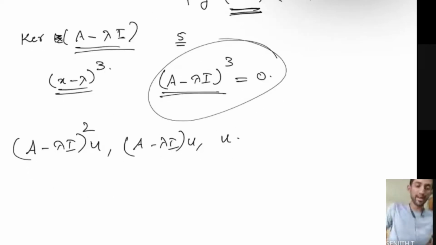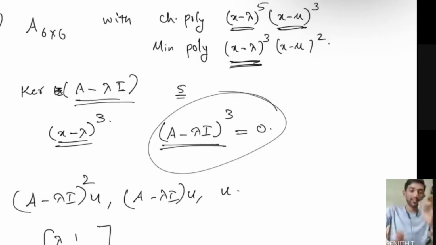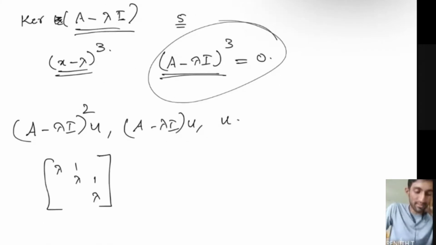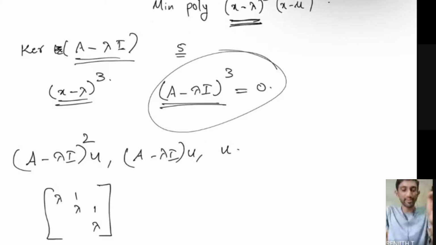Okay, so in that part you will get the matrix like this: lambda 1, lambda 1, lambda. So in that matrix there will be a 3 by 3 block. Okay, so that's what the minimal polynomial gives. Obviously there should be 5, 2 more things will be there, that are dependent. So if the minimal polynomial has power 3, that means there will be an element such that (A minus lambda I) square u is non-zero. So there must be a Jordan block of order 3 by 3.